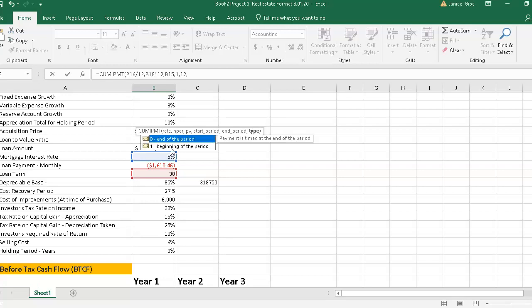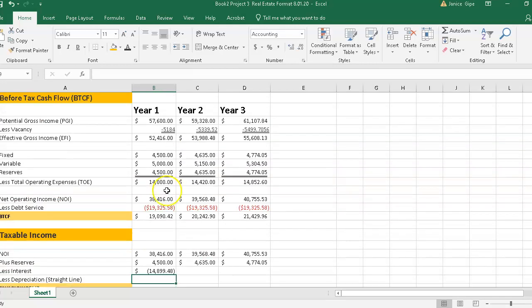and let me close your bracket. So your interest was $14,899.48 for the first year. And you do the same thing with the second year.